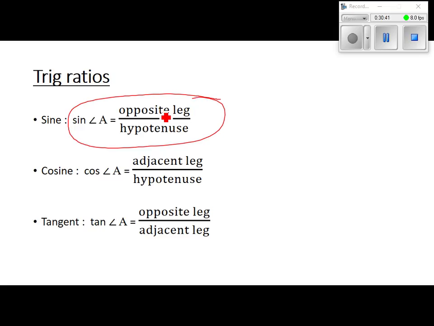Maybe the next time the opposite leg's missing, we don't know that length, and we're going to use it and find that opposite leg. Maybe the next time the hypotenuse is missing, and we know the opposite leg and we know the angle. And we're going to set up an equation and use it to solve. Don't make these harder than they are. Your calculator is going to do a whole lot of the work for you.